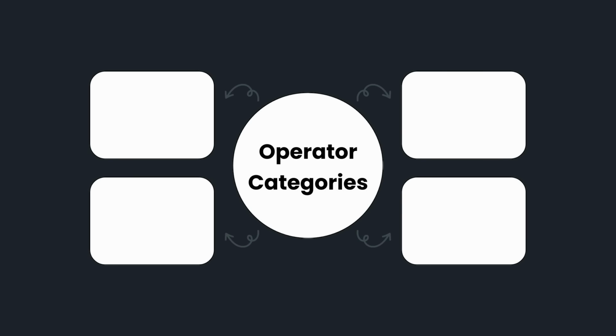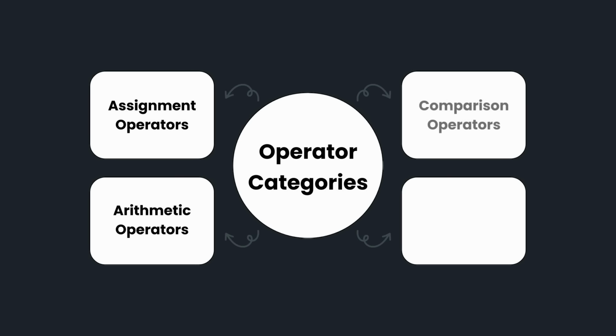Let's get a brief overview of the different operator categories. Most of the relevant operators can be grouped into 4 main categories: assignment operators, used to assign values to variables; arithmetic operators, used to perform basic math operations like addition, subtraction, and more; comparison operators, used to compare two values like checking if they are equal or greater than each other; and logical operators, used to combine conditions like and, or.